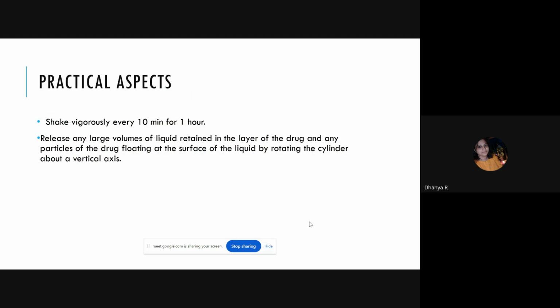Practical aspects जो है इस practical में, ये वैसे बहुत ही आसान एक practical है. इसमें shake vigorously every 10 minutes for 1 hour. एक 10 मिनट पहले के 1 घंटे में बीच में shake.